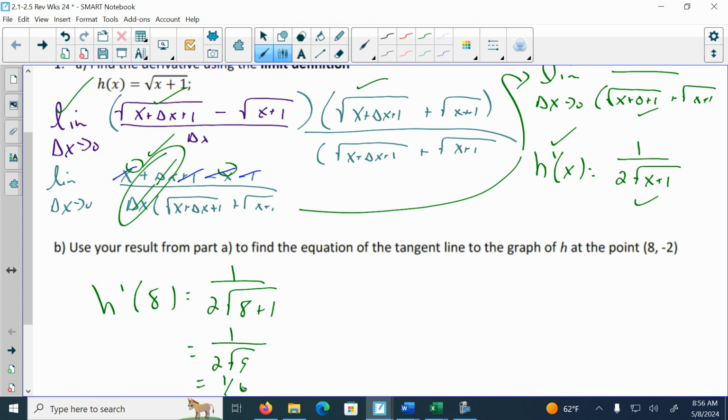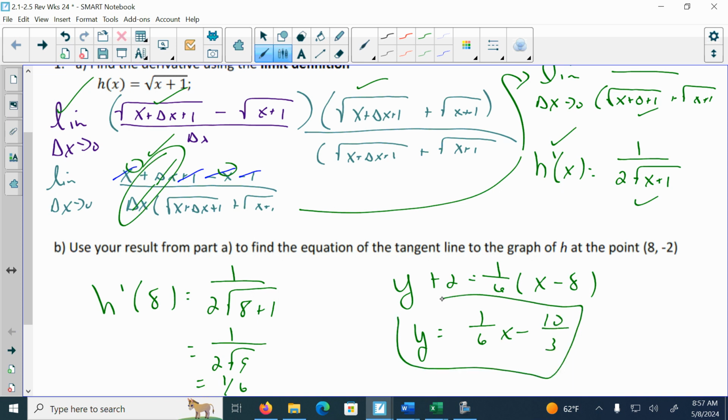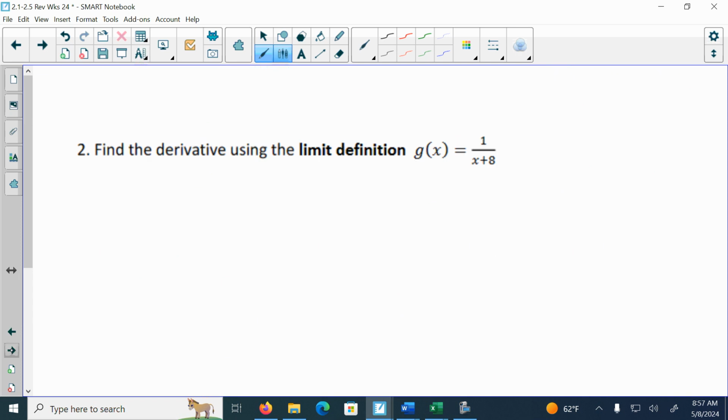So I'm going to write y plus 2 is equal to 1/6 times x minus 8. And when I do all of that, my final answer is going to be y is equal to 1/6 x minus 10. And that is the equation of my tangent. And moving on to the next one, find the derivative using the limit definition. So again, the same process.